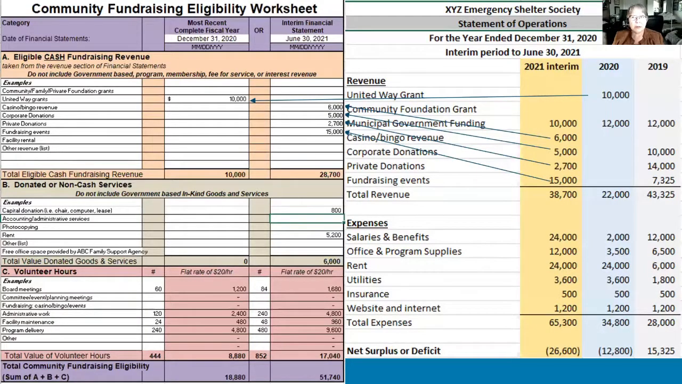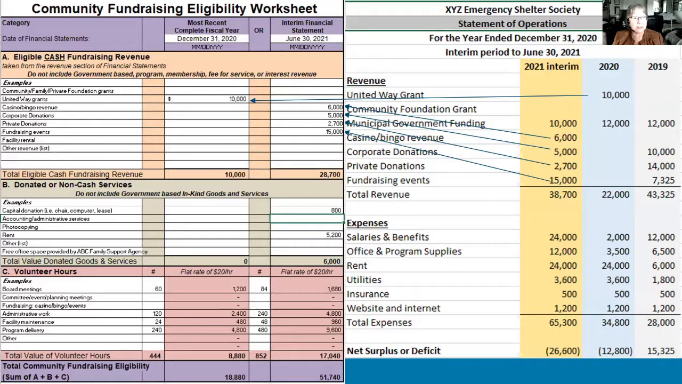On the left of the screen is the Community Fundraising Eligibility Worksheet. Sorry for the small font, but we want you to know what the form looks like. On the right is an example of a typical financial statement of operations. The arrows from the financial statement to the worksheet indicate how the cash revenue on the worksheet is determined from the financial statement.